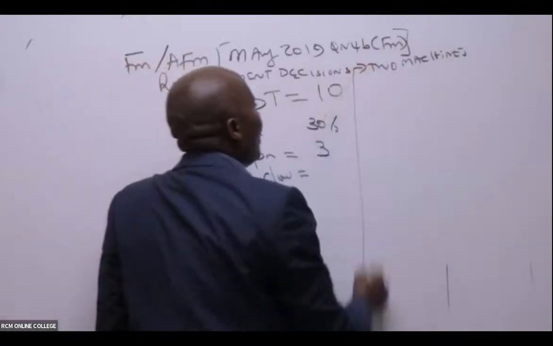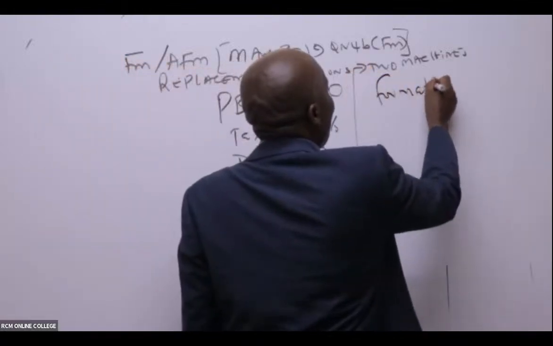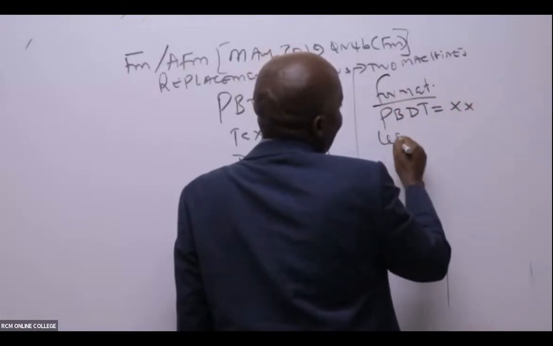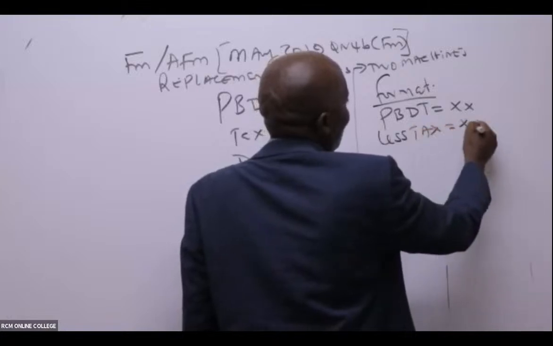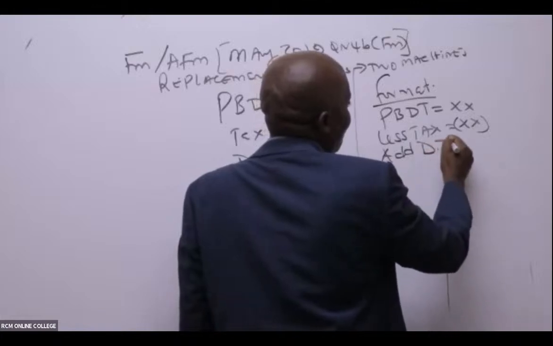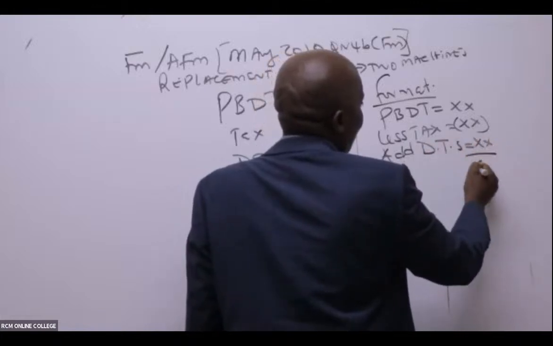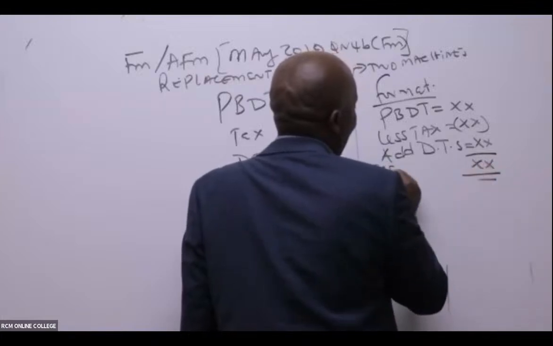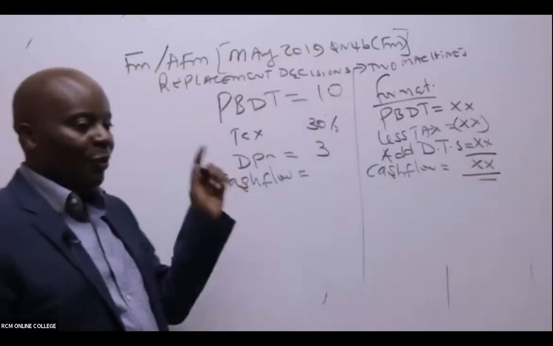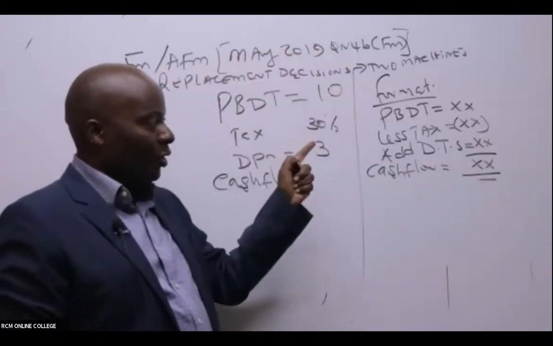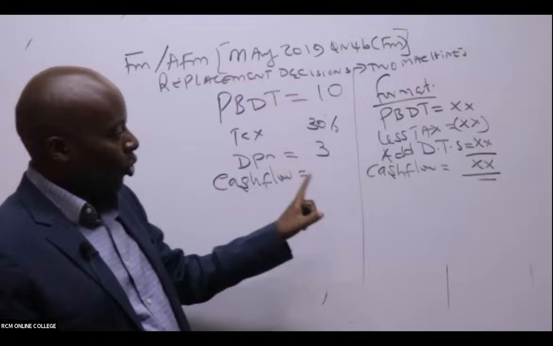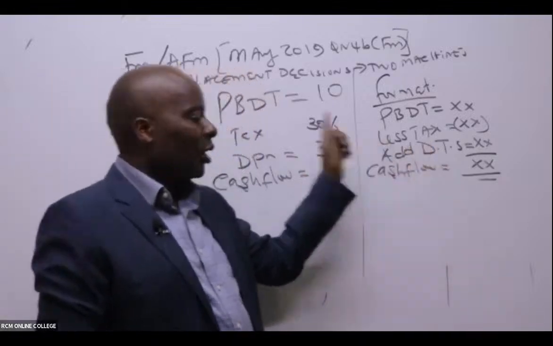Remember our format. If you're able to remember our pro forma, we normally take profit before depreciation and tax. We less taxation, and then we add what we call the depreciation tax shield to be able to get our cash flow directly. So we take the profit before depreciation and tax, the figure is given, we tax it directly, and then we add the depreciation tax shield.